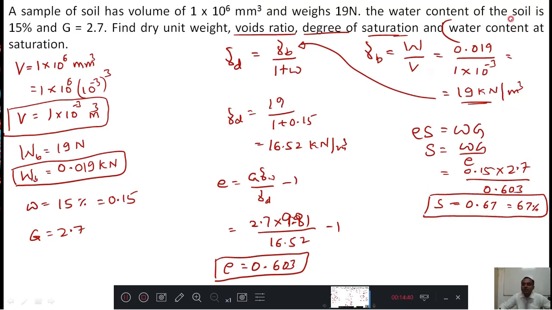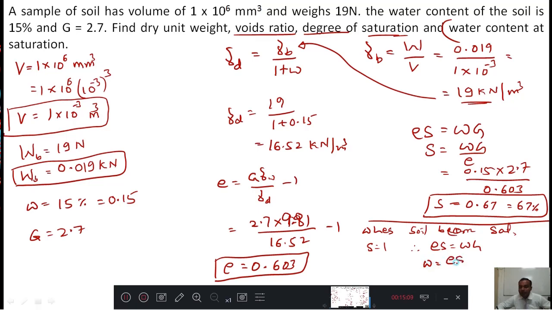Now what are they asking? What is the water content at saturation? This is a different problem, means the same thing when S becomes 1. When soil becomes saturated, then S becomes 1. Therefore eS equal to wG. They want w. w equal to eS divided by G.